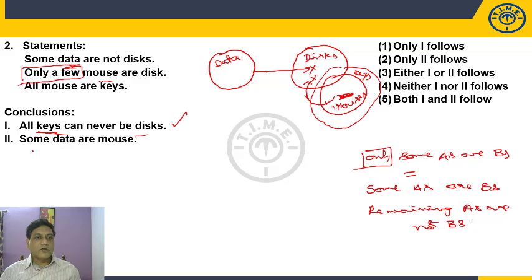Now, the second conclusion. Some data are mouses. Is there any intersection between data and mouse? No. False. So positive conclusion false in the basic diagram. That's it. We will not take it as answer anymore. All keys can never be disk. This is the only conclusion that follows. So, only one.